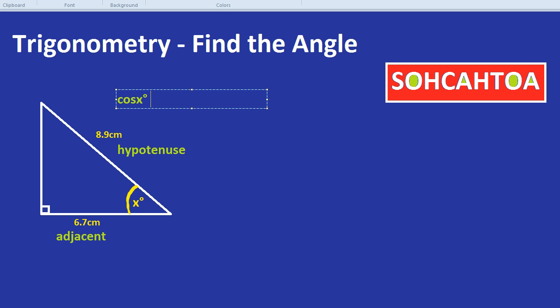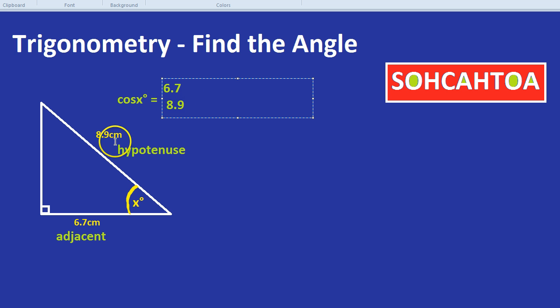They just write cos. But it's cos, then the angle, and then also many students stop here and are not sure what to do. But we need to write out the full relationship. What does cos equal? It equals the adjacent divided by the hypotenuse. Now we could write that, or we can skip straight to writing what the adjacent and hypotenuse is. The adjacent is 6.7 and the hypotenuse is 8.9.